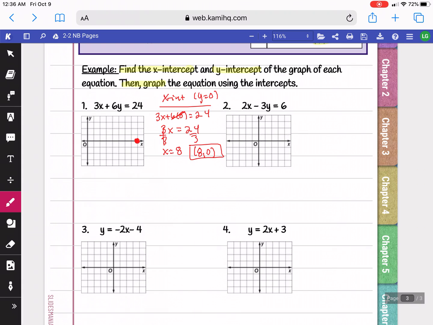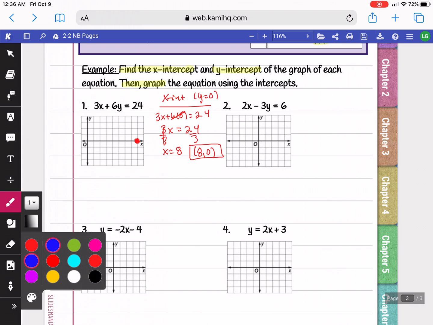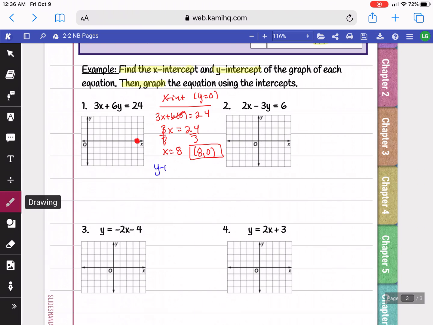Next, I'm going to find my y-intercept. When you find your y-intercept, this time x equals 0. So I'm going to plug in 0 for x in my equation. So my equation becomes 3 times 0 plus 6y equals 24. Since 3 times 0 is 0, this disappears. And we have 6y is 24. If we divide by 6, y equals positive 4.